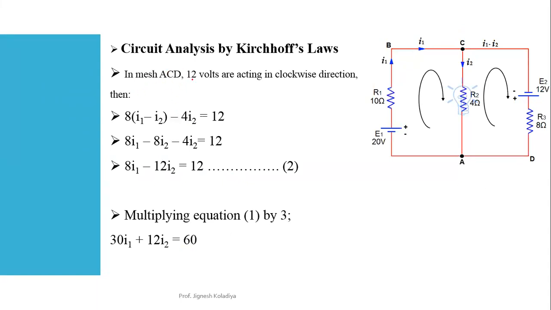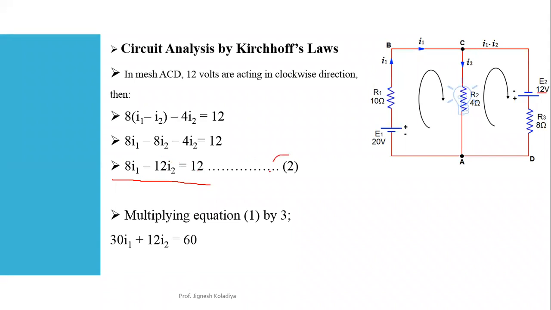In the second mesh, a 12-volt battery is there. So this I1 minus I2 is passing through this 8 ohm. So I can write 12 minus R3 into I1 minus I2 minus I2 into R2. Okay. Again, you will get the sign according to you. So you will get the second equation, which is 8 into I1 minus 12 I2 is equal to 12.